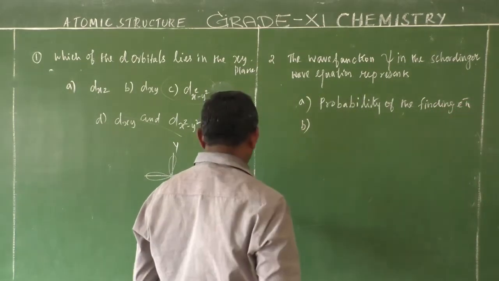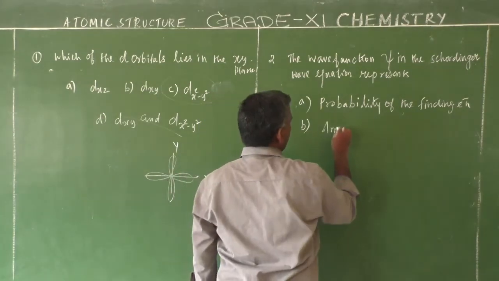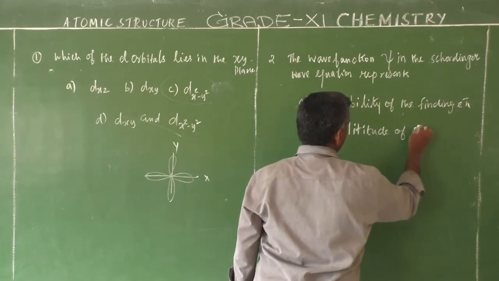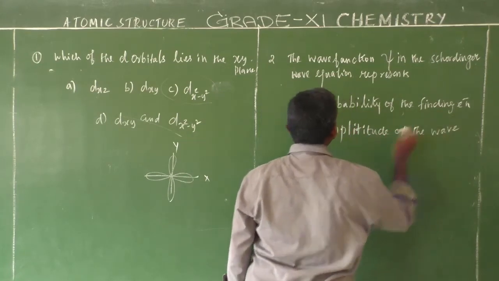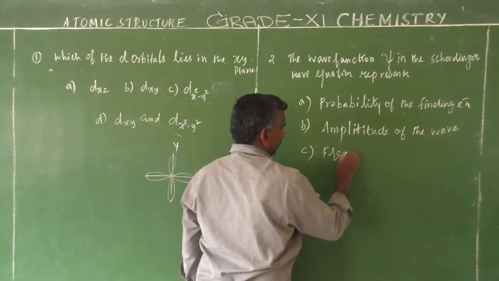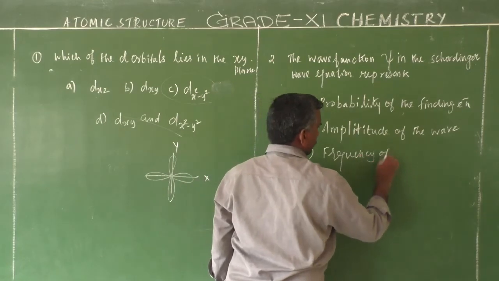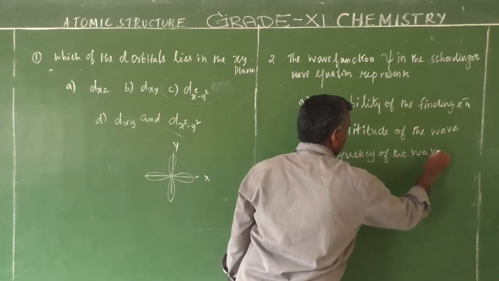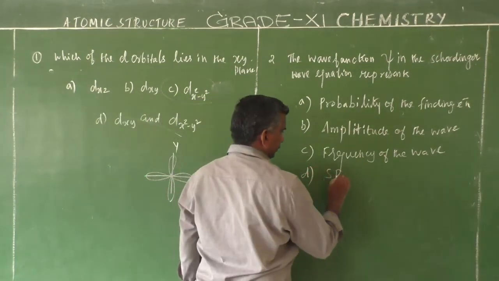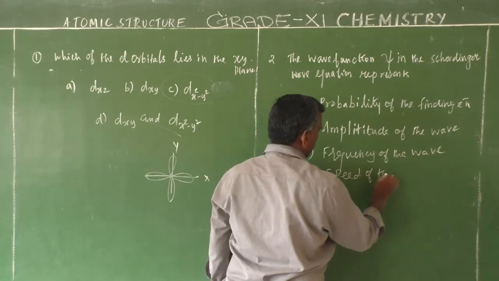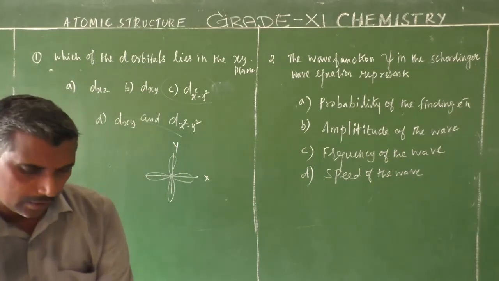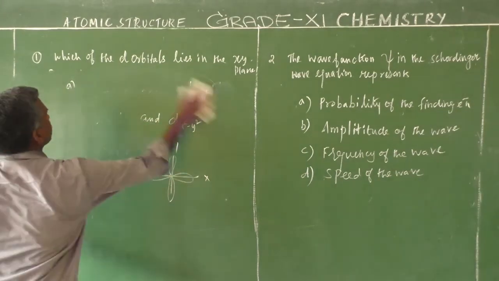Option B, amplitude of the wave. Option C, frequency of the wave. Option D, speed of the wave. The four options are more or less similar. Okay, I will explain.